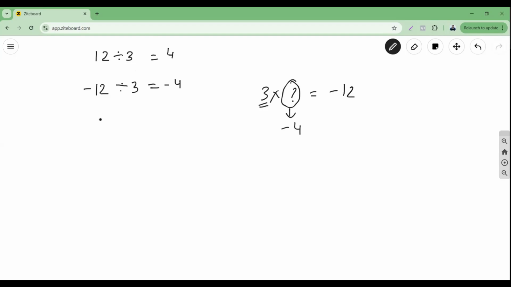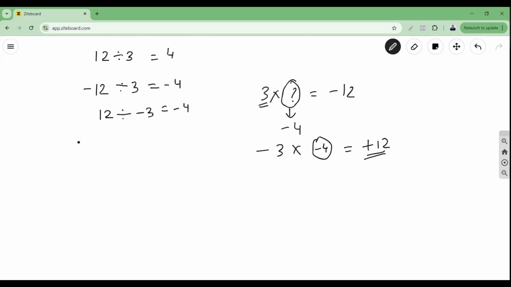If for example, I have a 12 divided by a negative 3. So now again, I have to think, what should I multiply with negative 3 to get a positive 12? We know the multiplication answer will be positive when both the integers are negative. That means it's a negative number here. And what will give me a 12 is a 4. So it's a negative 4.